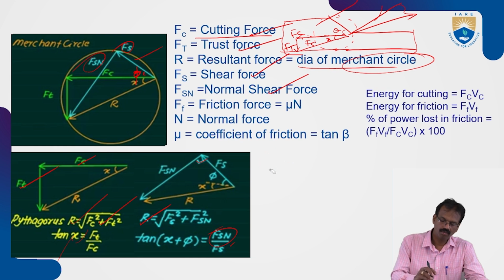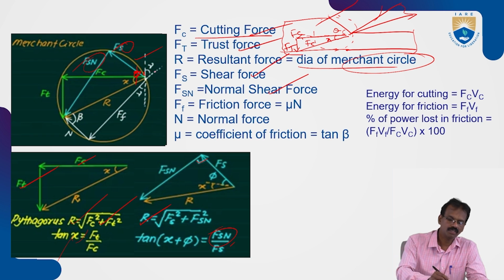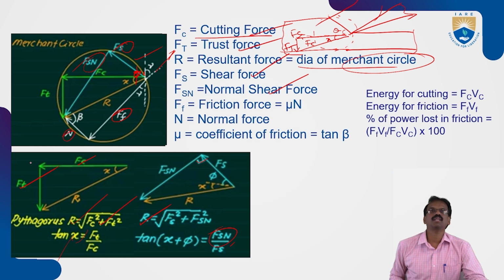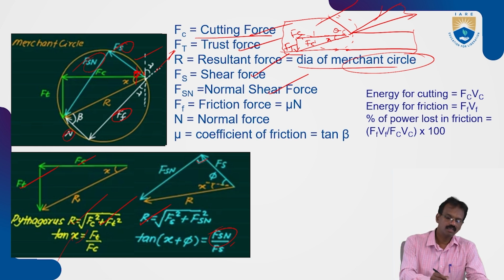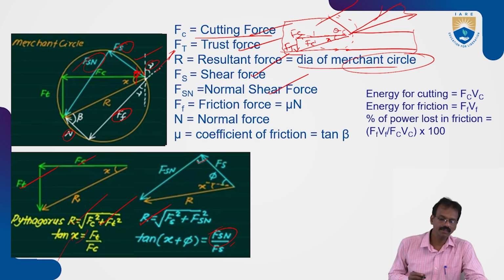So, one more triangle that is related to friction: the frictional triangle. Friction is acting like this; I am just taking it in the downward direction. So Ft is the frictional force. You know that the perpendicular to the frictional force is the normal force, capital N. This is the rake angle, represented by gamma or alpha. That is the rake angle.